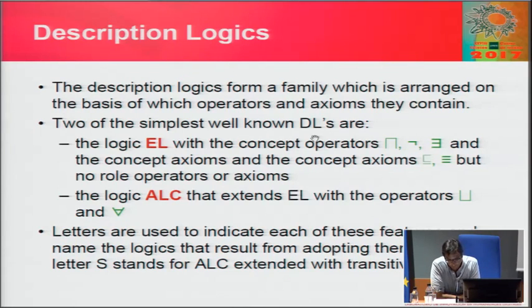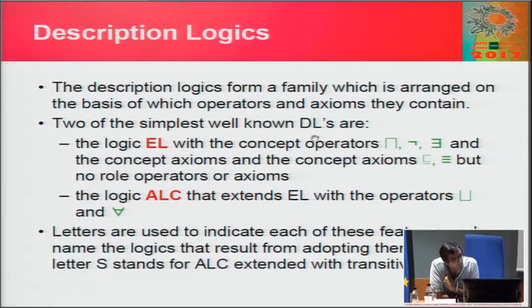You don't always find every one of these operators in a given description logic, and the fewer operators you have, the easier, computationally speaking, it is to work with a logic. Two of the simplest well-known description logics are the logic EL, which contains just the concept operators intersection, negation, and exists, and the concept axioms, concept inclusion and equivalence, but it doesn't have any role operators or axioms.